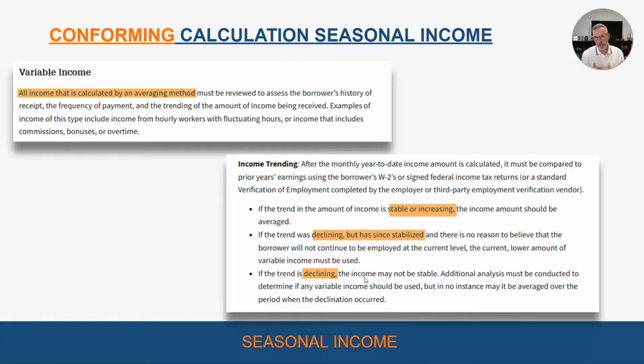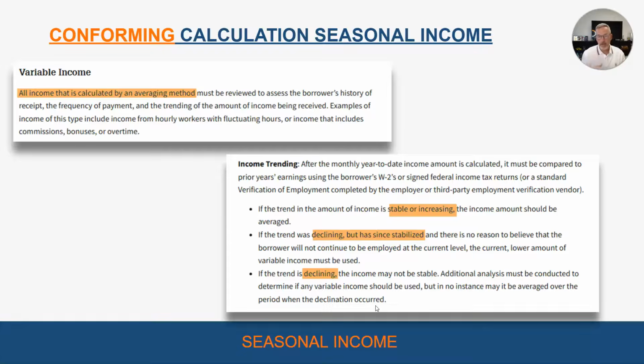But if you have a good enough explanation and you believe where it's at right now, its lowest point will hold, you can use it. You can never mix in the previous years, though, because it says right at the end, "But in no instance may it be averaged over the period when declination occurred." So if you had $4,000 a month in 24, and now you're averaging 2, you cannot use 24 anymore. You can only use the $2,000 a month in 25.